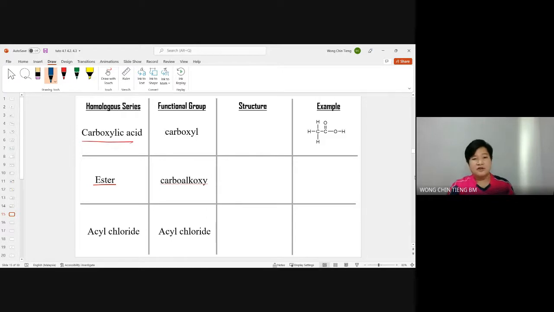Next, as I promised, we have 15 of them and I think we have 6 more. Carboxylic acid and carboxyl: again, check the spelling, XYL. Carboxyl is XYL and the structure is very simple, C double bond OOH, or most of the time we will write it as COOH, the same thing. You should know this.